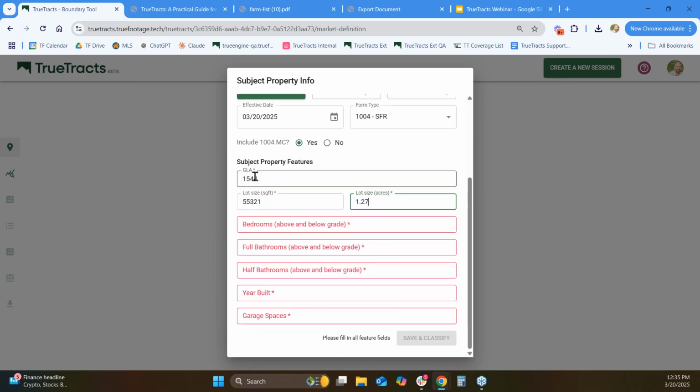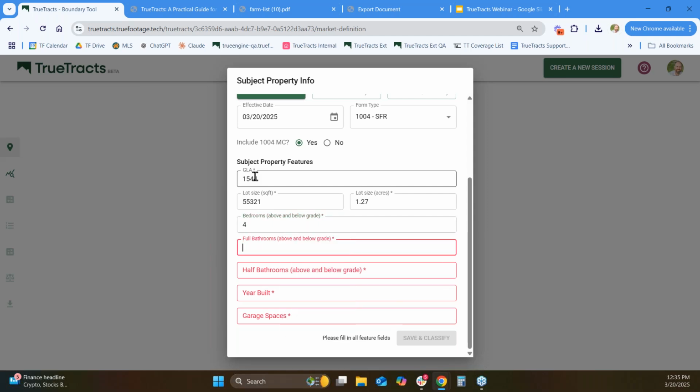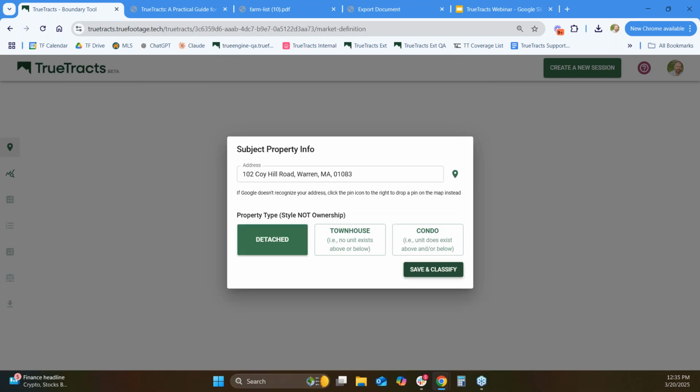Lot size 1.27, bedrooms. How many bedrooms does this thing have? 4, 2. 1962, 2 garages. Save and classify.